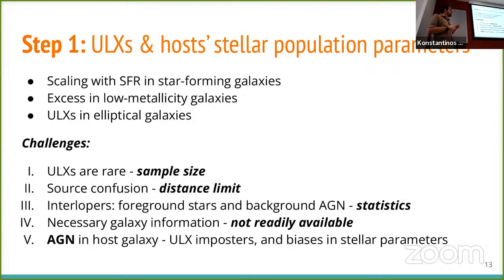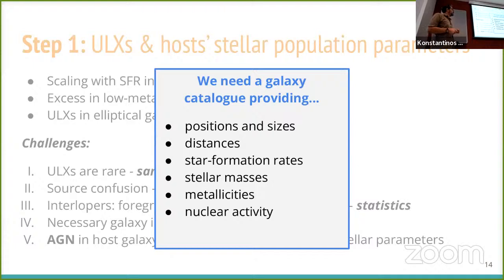And since the AGN in a host galaxy might be a ULX imposter, but also bias estimates of star formation rate and stellar masses, as we mentioned before. These estimates are mostly coming from infrared studies, and you might have contamination from AGN. So we need to know which one of these galaxies in our sample are going to be hosting an AGN. So we need a galaxy catalog providing a lot of this information. And this information is not readily available in galaxy catalogs.